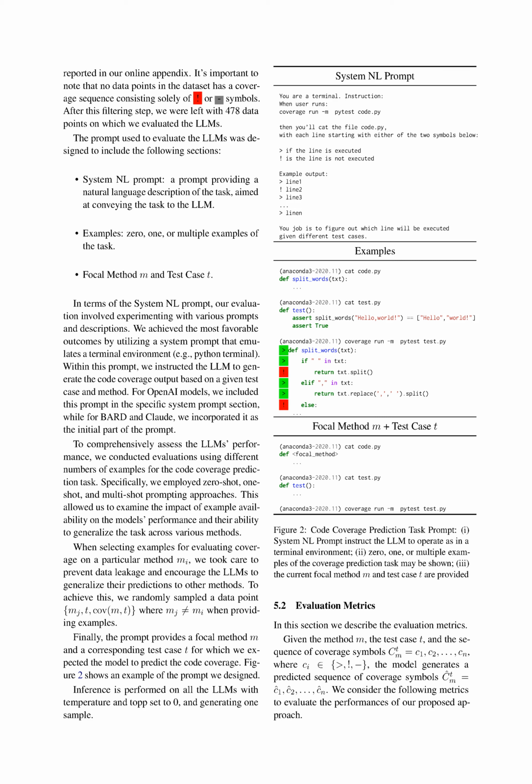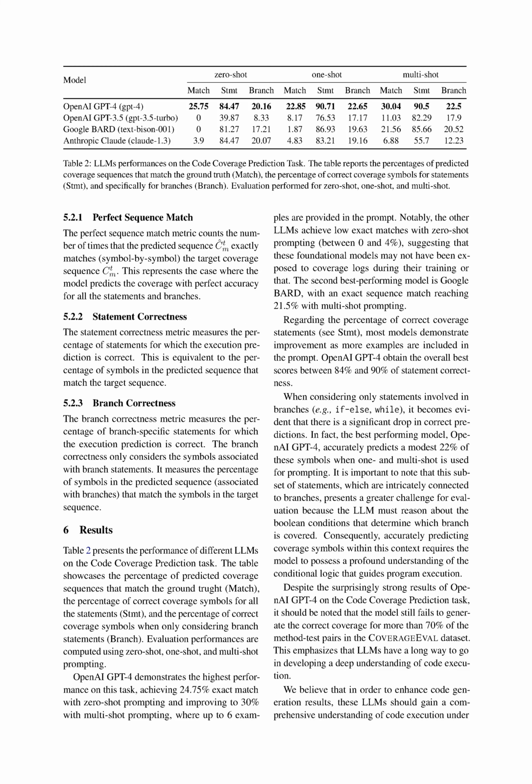Section 5.2 Evaluation Metrics. In this section, we'll explain how we evaluate our method. We start with a method, a test case, and a sequence of coverage symbols. The model then predicts a sequence of coverage symbols. We use several metrics to assess how well our approach performs. First, we look at the perfect sequence match. This metric counts how often the predicted sequence exactly matches the target sequence, symbol by symbol. This would mean that the model has perfectly predicted the coverage for all statements and branches.